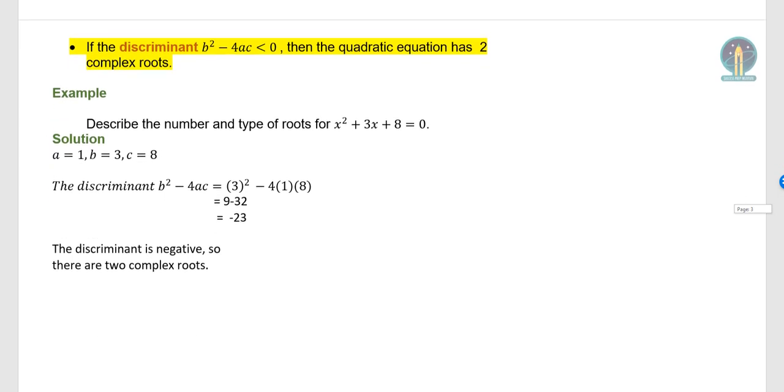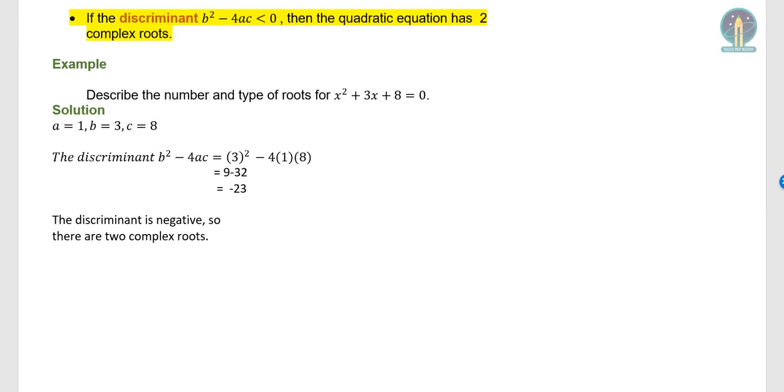And the fourth condition for the discriminant is if the discriminant comes out less than 0, in which case the quadratic equation would have two complex roots. Okay? Complex, imaginary.